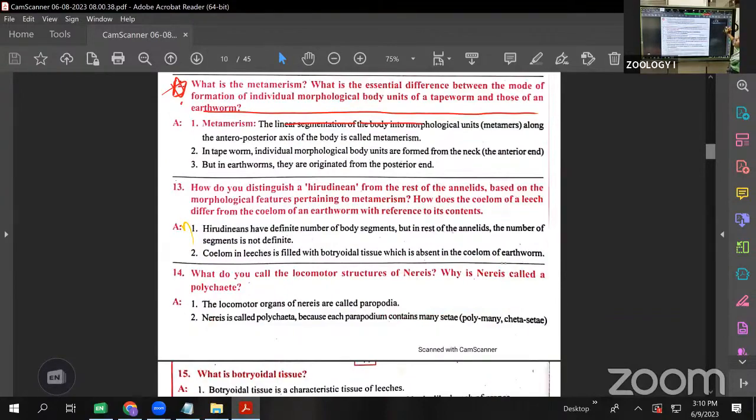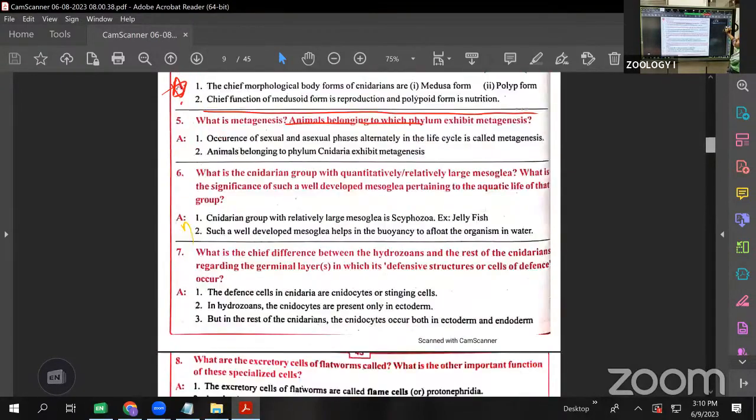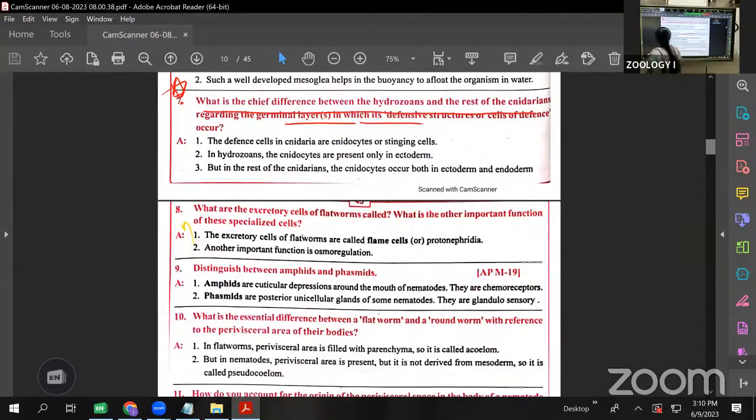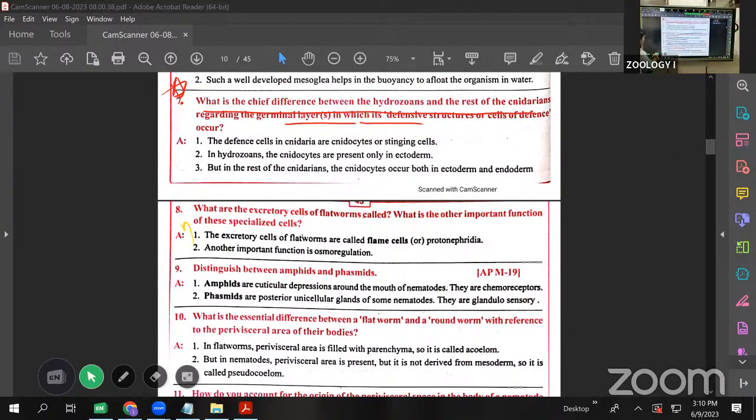Next one is to distinguish between amphids and phasmids. Amphids and phasmids. Clear? Distinguish between the amphids and the phasmids. Clear? They are present in nematodes. Nematode animals have both sense organs, called the amphids and the phasmids. Clear? The amphids are the circular depressions around the mouth of the nematodes.